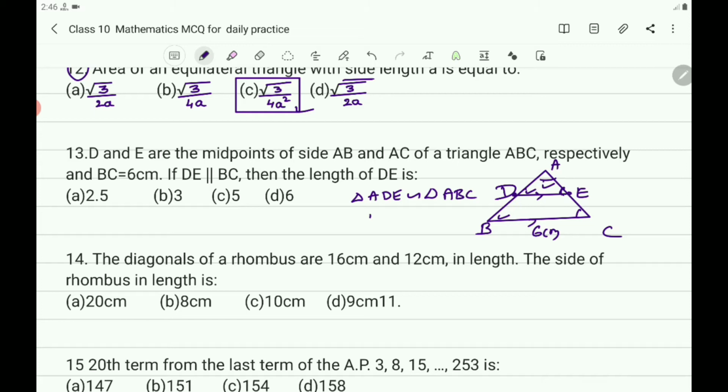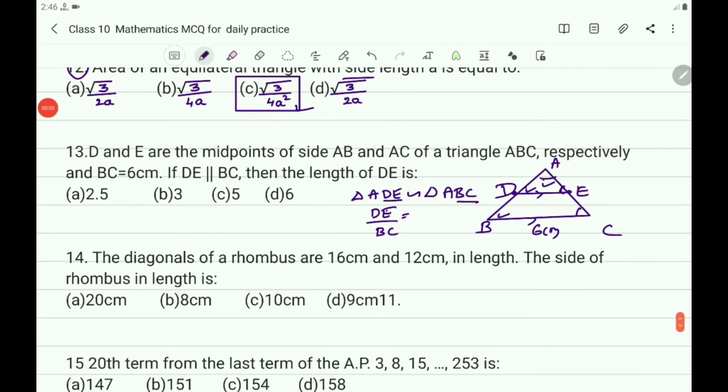Now you write the ratio. Here what you have to find out? You have to find out DE, then you write DE by BC equals AD by AB, because you know that the corresponding sides of the similar triangles are in the same ratio. As D is a midpoint, AD and DB are in the ratio 1:1. So you will get AD by AB is 1/2. Here AD is half of AB, so you can take they are in the ratio 1/2.